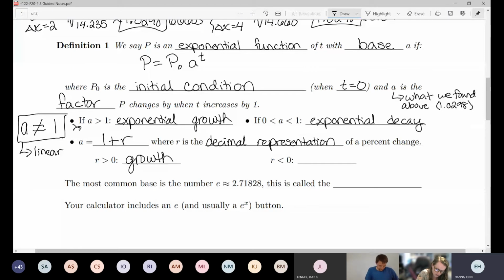So essentially these two situations here are the exact same. And if r is negative, so r can be negative, then we have decay. So essentially these two situations are the same once it catches up to me.